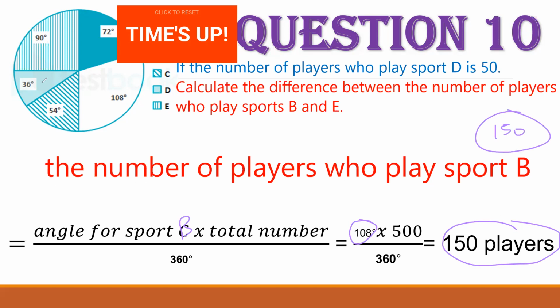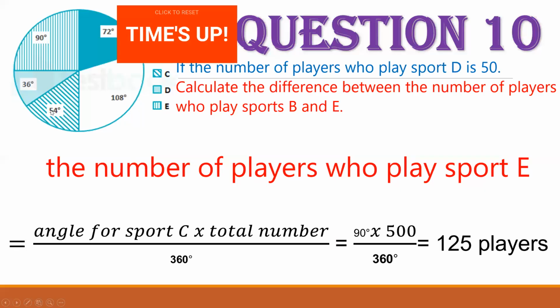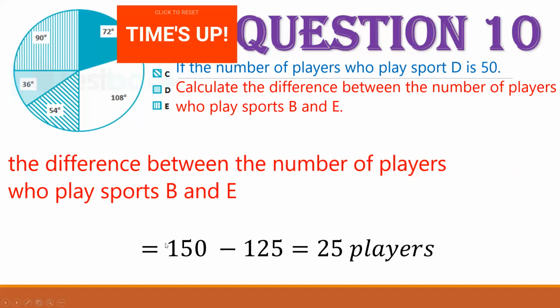After that, they said the difference between B and E. So we should calculate for E also. Number of players: angle for E times total number over 360. Angle for E is 90 degrees times 500 over 360, and you are getting 125. For B it was 150 players, for E 125. And for the last, to get the answer we just say 150 minus 125. So the answer is 25 players.